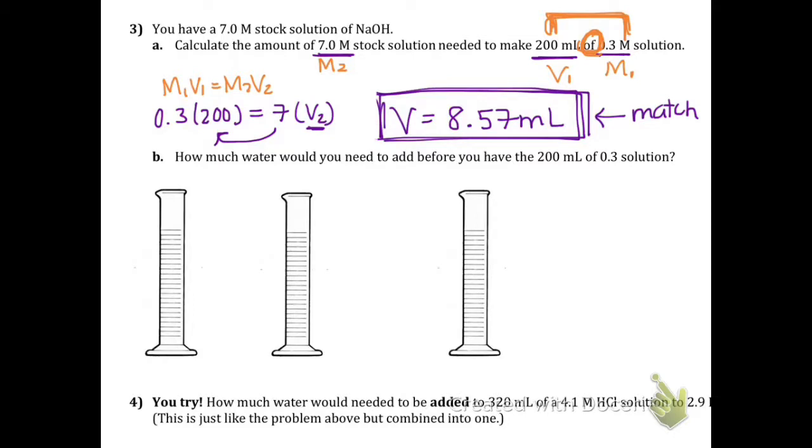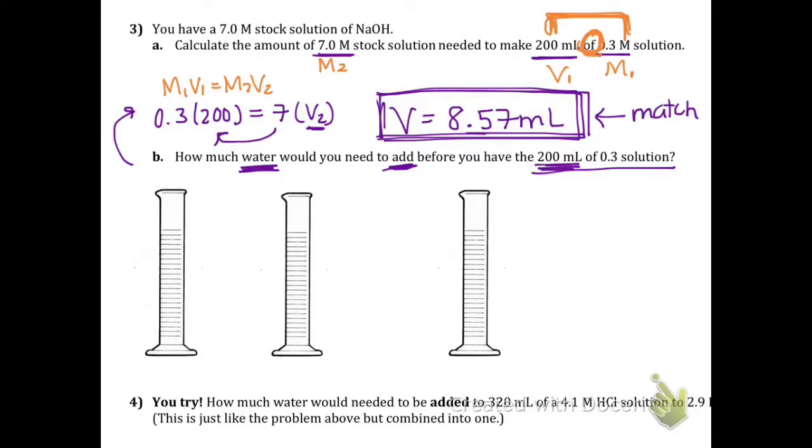So now let's look at the second part of the question. It says, how much water would you need to add before you have 200 mils of 0.3 solution? Okay, so this is basically the second part of this problem up here. It's asking how much water we need to add to get to 200. So we're going to draw in these little graduated cylinders here so that you can understand it. Basically, you got the answer 8.57 mils.